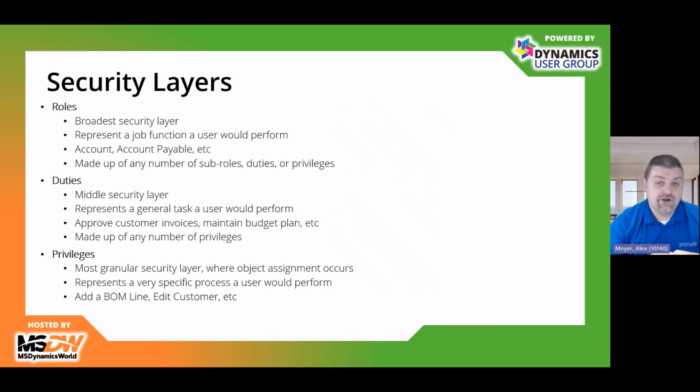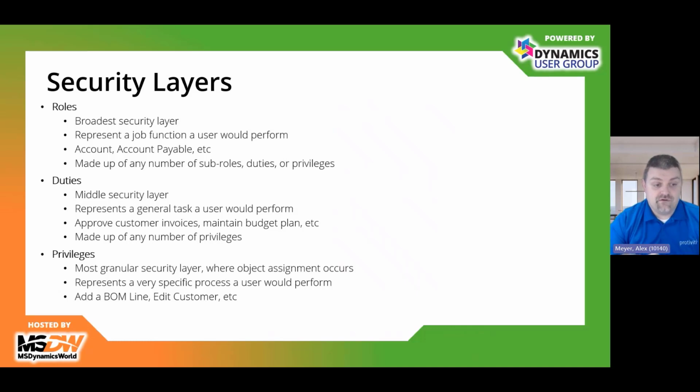At the next layer down, you're going to have duties. These are your middle security layer. They're going to represent a general task that a user would perform, things like approving customer invoices, maintaining a budget plan, things like that. And those are going to be made up of any number of duties or privileges. So a privilege is the only thing that can be assigned to a duty within D365 F&O.